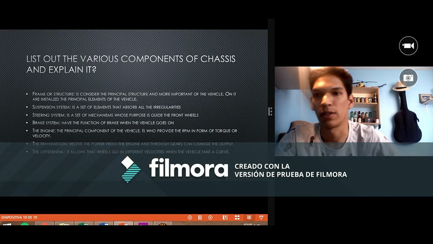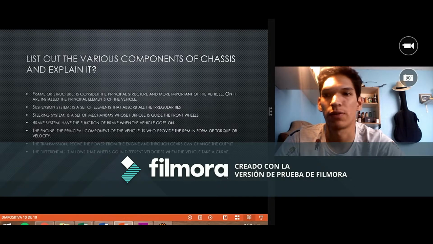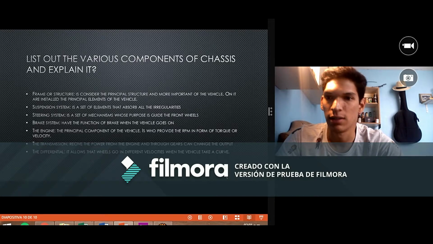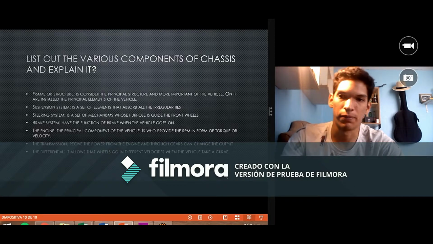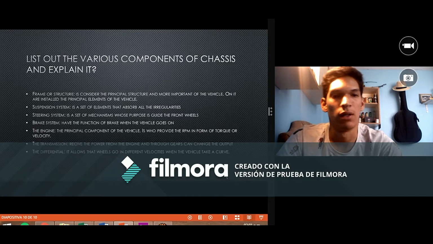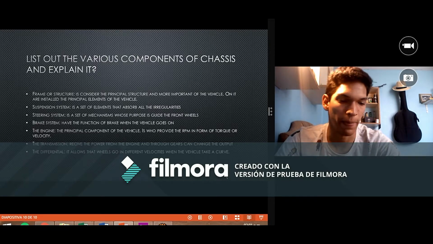The third question is to list the various components of the chassis and explain them. We have a list, and the first, considered the most important, is the structure. The frame or structure is considered the principal and most important part of the vehicle. On it are installed the components that will be safe. The second point is the suspension system. It's a set of elements that absorb all the irregularities of the terrain.